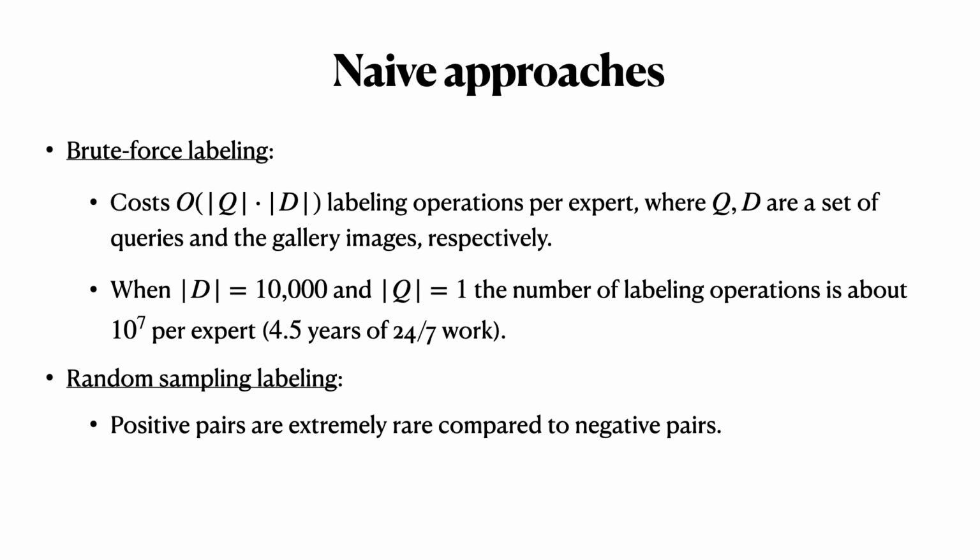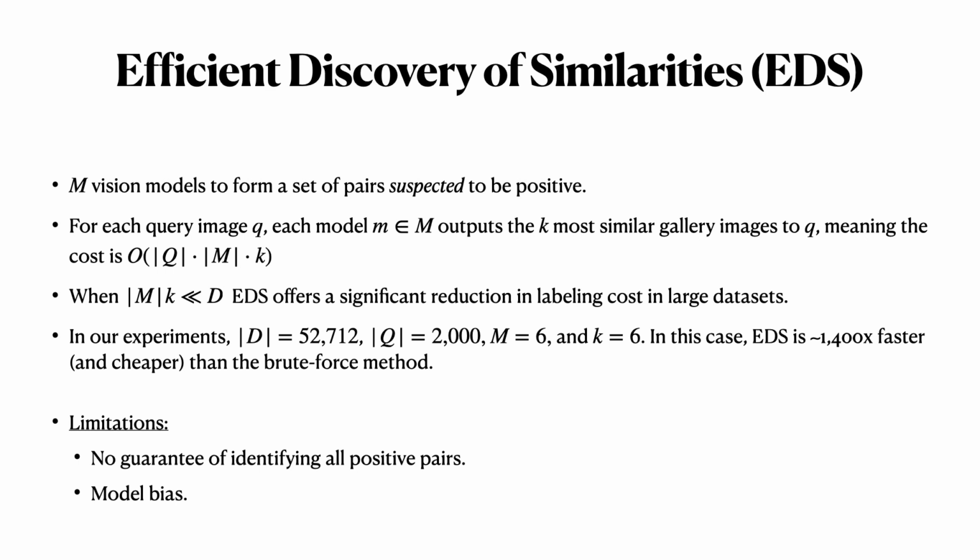There are a few naive approaches for labeling visual similarity discovery datasets. The first one is brute force labeling, where human experts label all query candidate pairs in the dataset. And this is really inefficient, right? You can see here the numbers are really high. So for really small datasets of 10,000 images, we have to do 4.5 years or 24 hours of work.